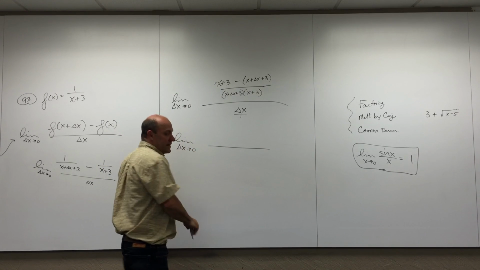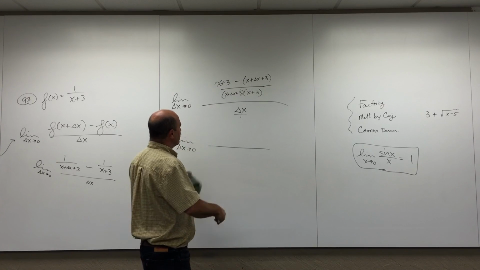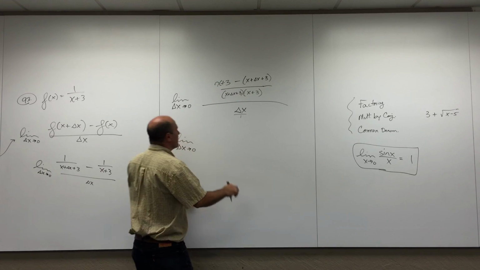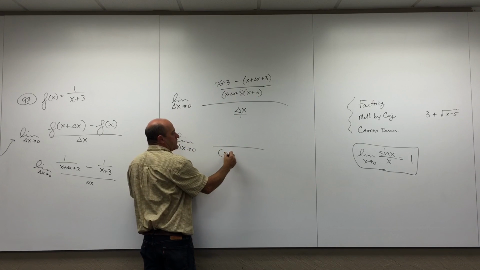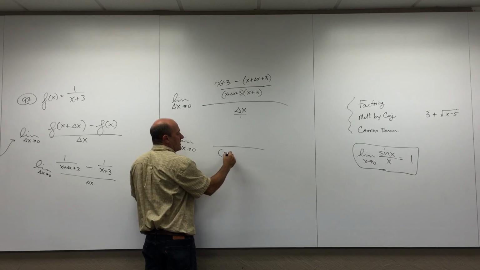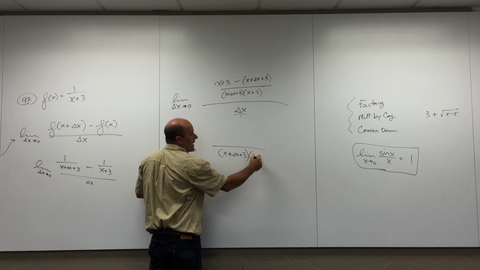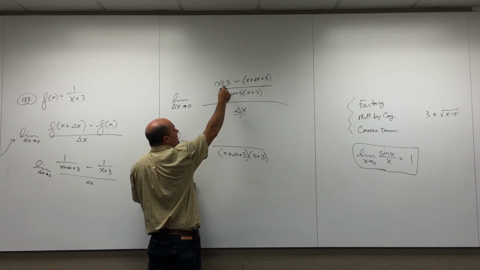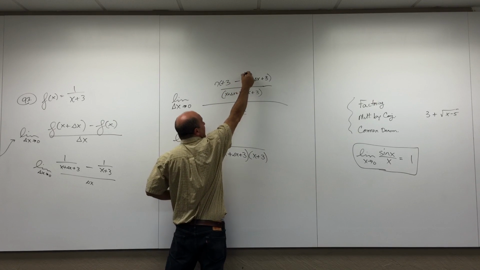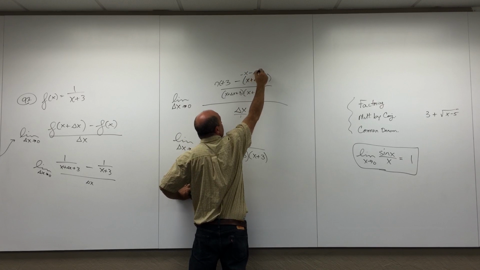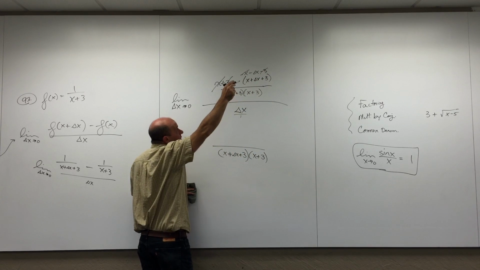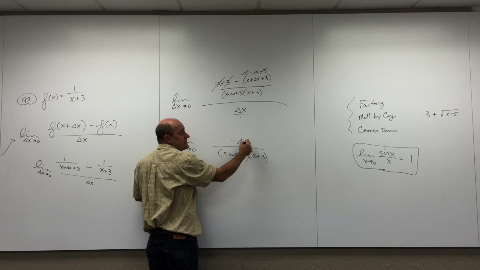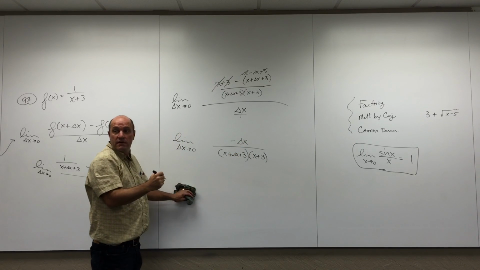Hold on a second. What am I doing? I was trying to do some stuff in my head. Let me just, okay. So this denominator is x plus delta x plus 3, x plus 3. If I distribute that negative sign, that'll be a negative x, a negative delta x, and a negative 3. So the x will cancel with the negative x. The 3 will cancel with the negative 3. And I'm left with a negative delta x, and a delta x in the bottom.